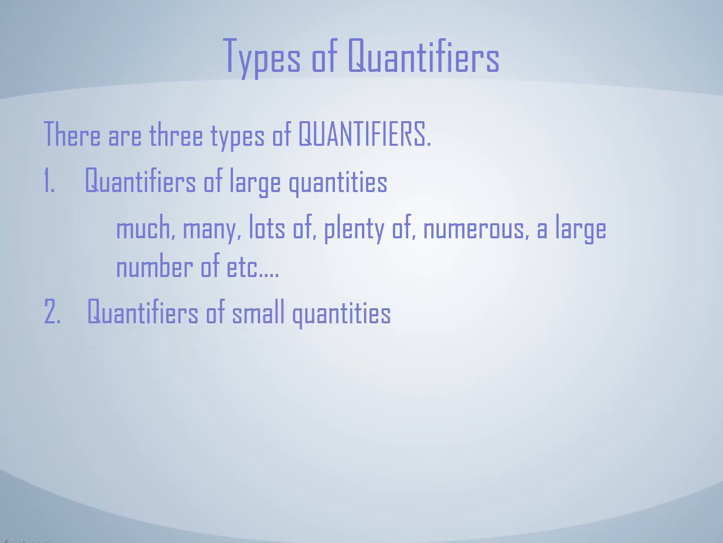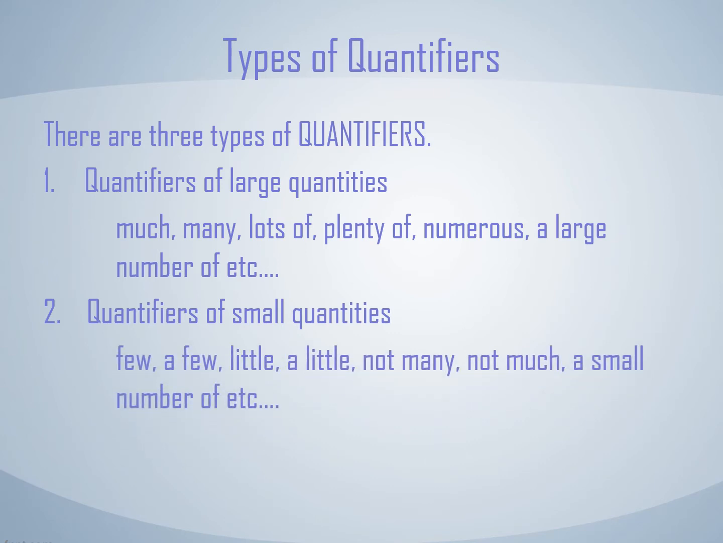Second one, quantifiers of small quantities. If you want to show a small, imprecise quantity, then you can use few, a few, little, a little, not many, not much, a small quantity, or a small number of, and so on. And this is up to your practice. As much as you practice using quantifiers in your sentences, that much you will learn to use them.